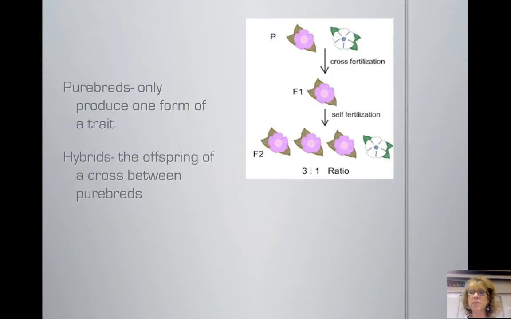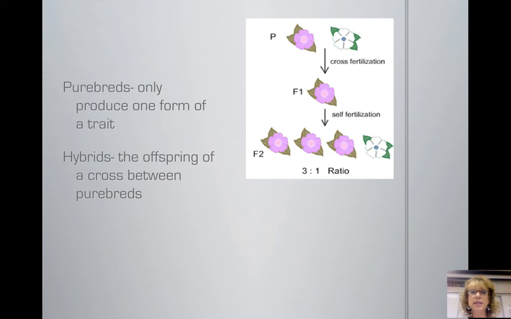Mendel started his experiment with purebreds, or they may also be called truebreds. A purebred only produces one form of the trait, and a purebred comes from a line of all purebreds. So a purple flower that's a purebred comes from a line of all purple flowered plants. The white flower comes from a line of all white flowered plants. So he began with purebred purple and purebred white, and he cross-fertilized them. Again, I said he had to do that by hand.